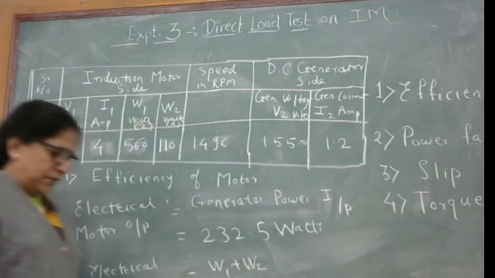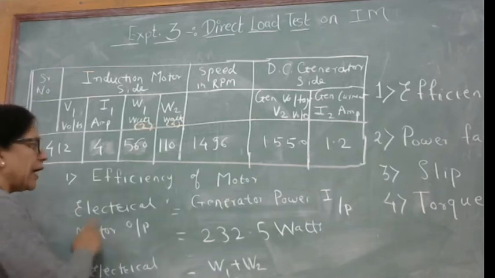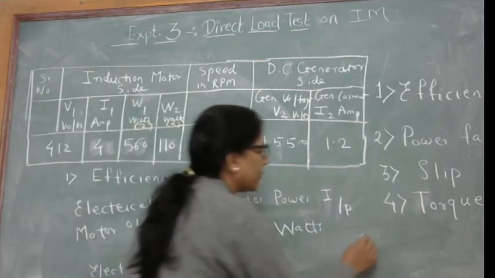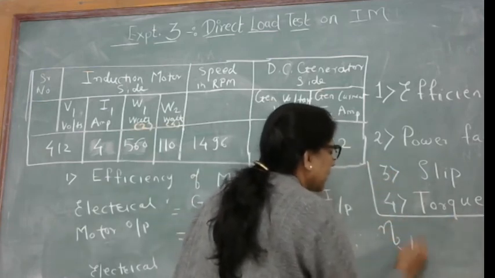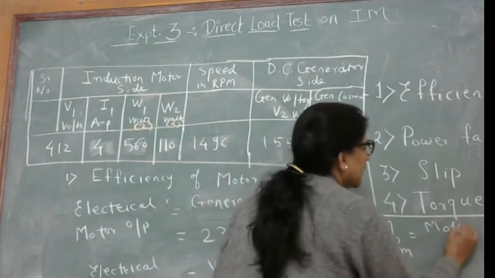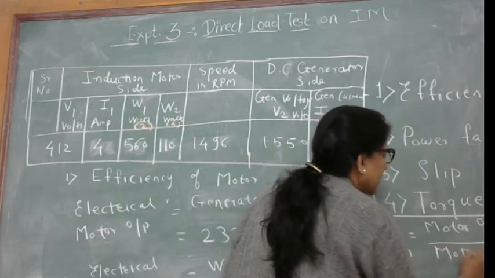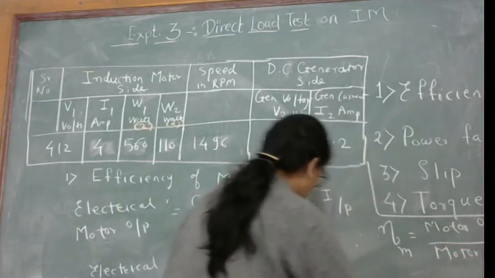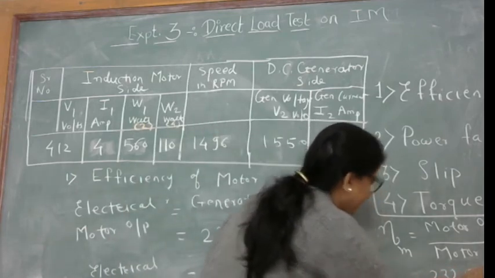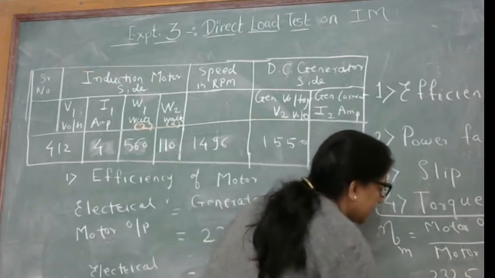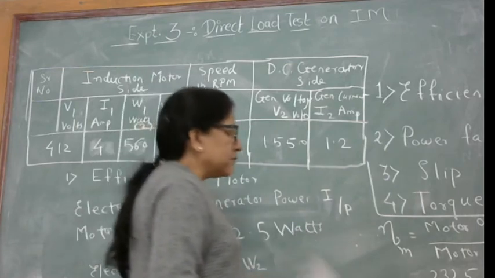1560 watts. And once you get this input and output, then we can find out the efficiency of the motor, equal to motor output divided by motor input. So it is equal to 232.5 divided by 1560 watts.